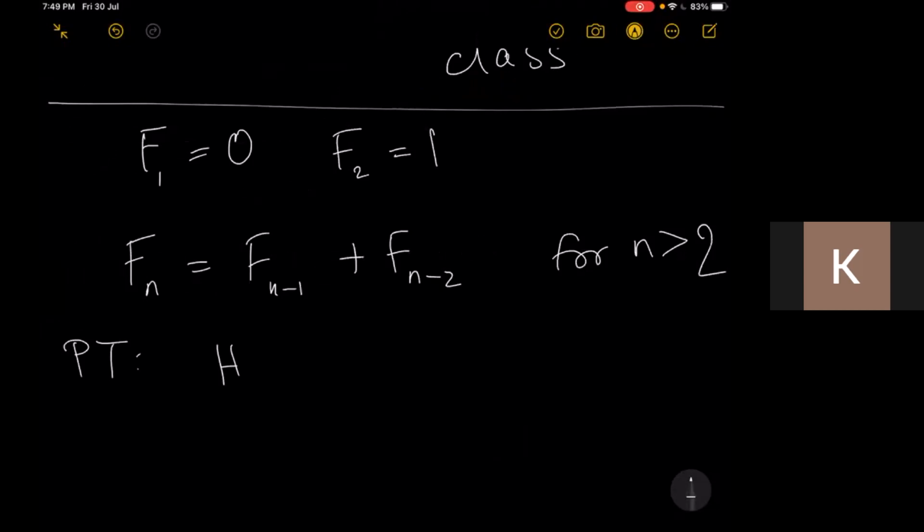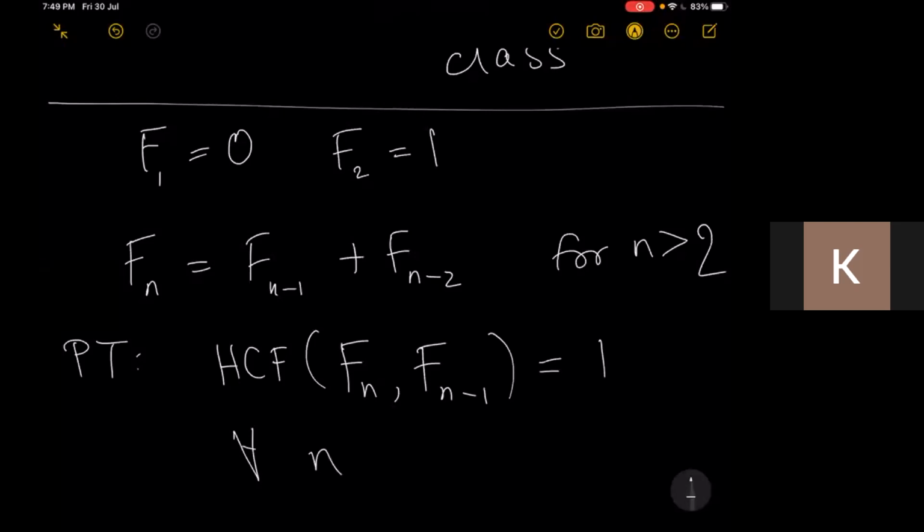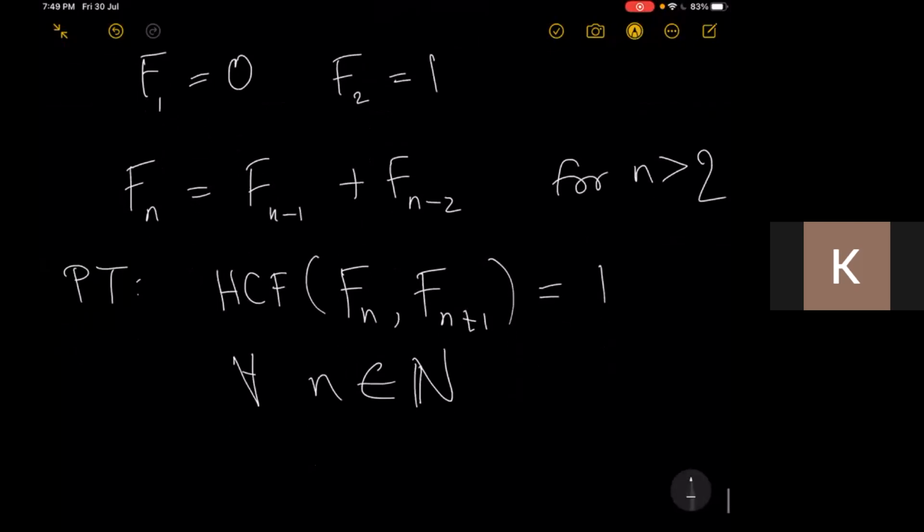So prove that HCF of Fn and Fn plus 1 is equal to 1 for all n. Okay. This is the question. How will you prove it? Anyone? Any ideas? Please tell me.